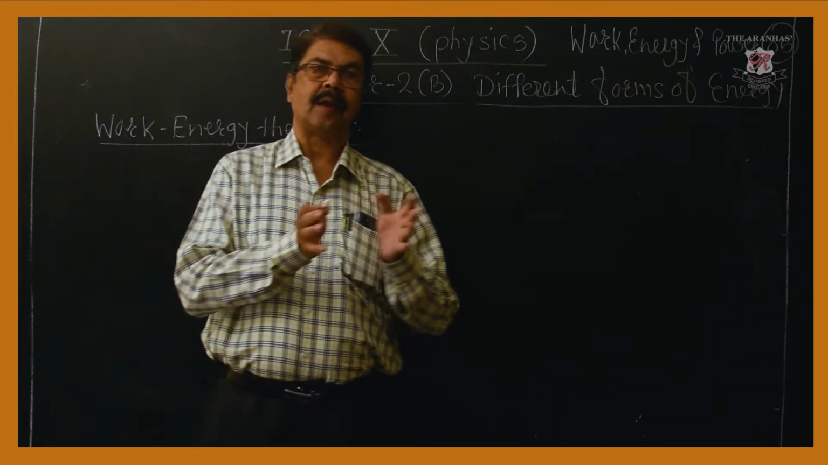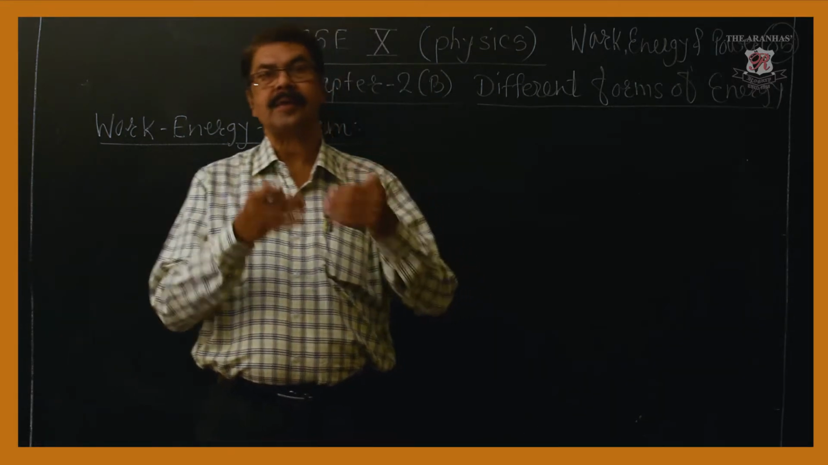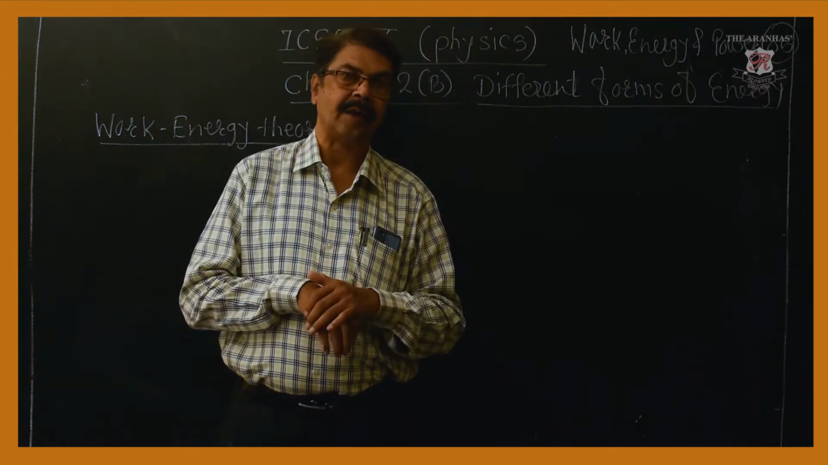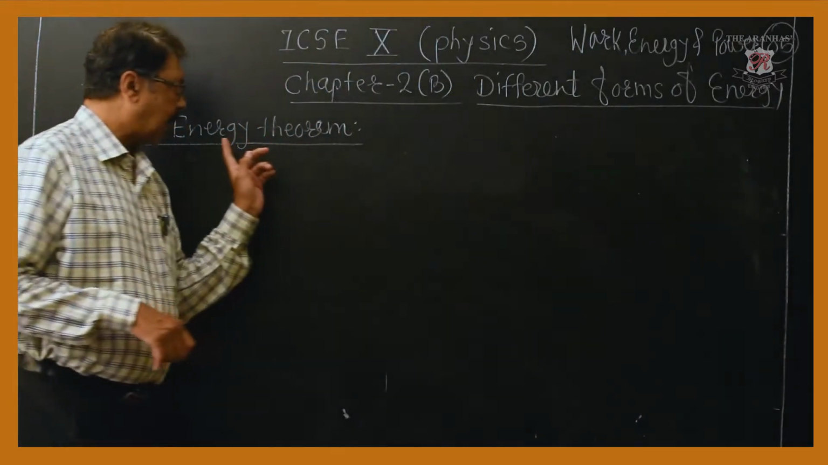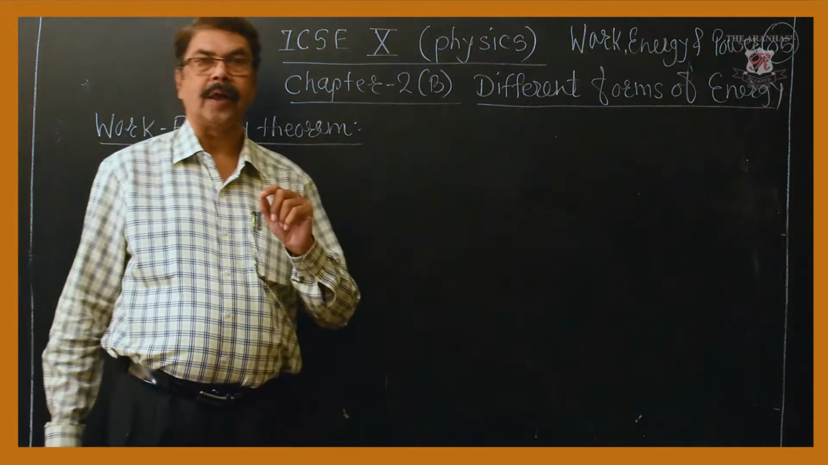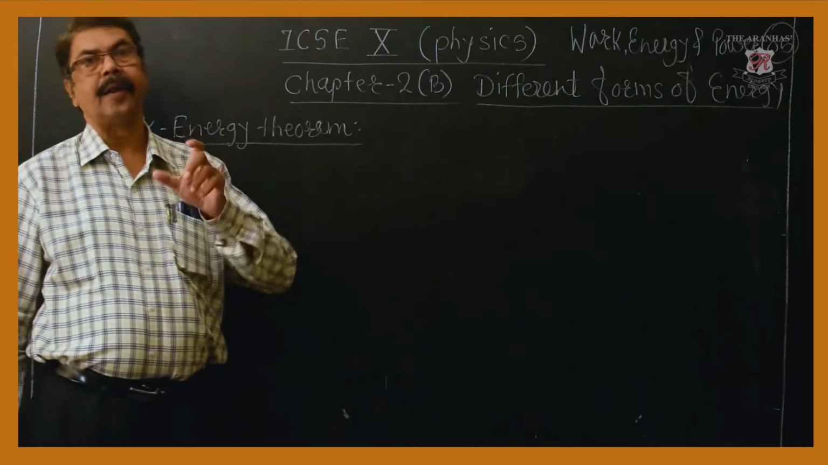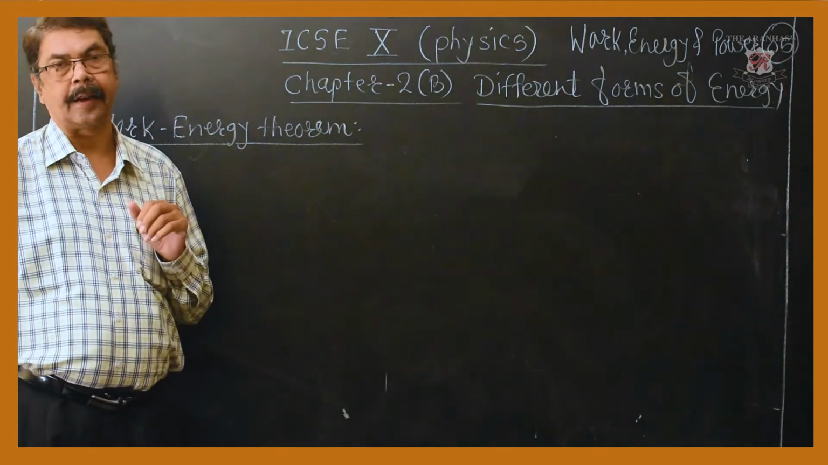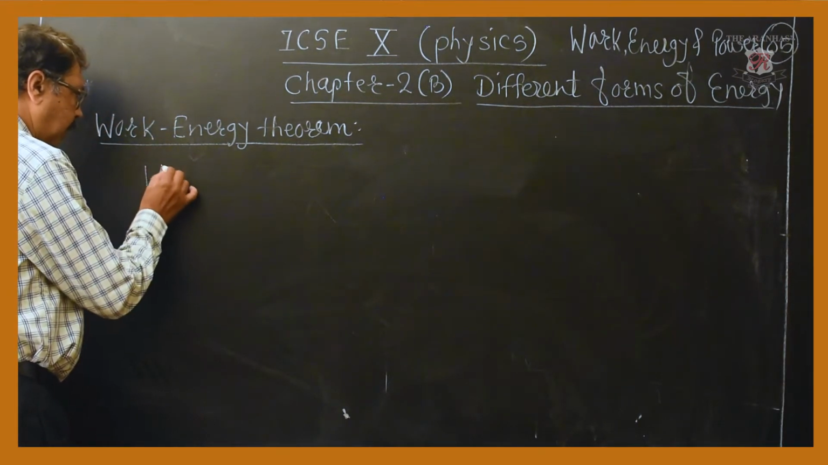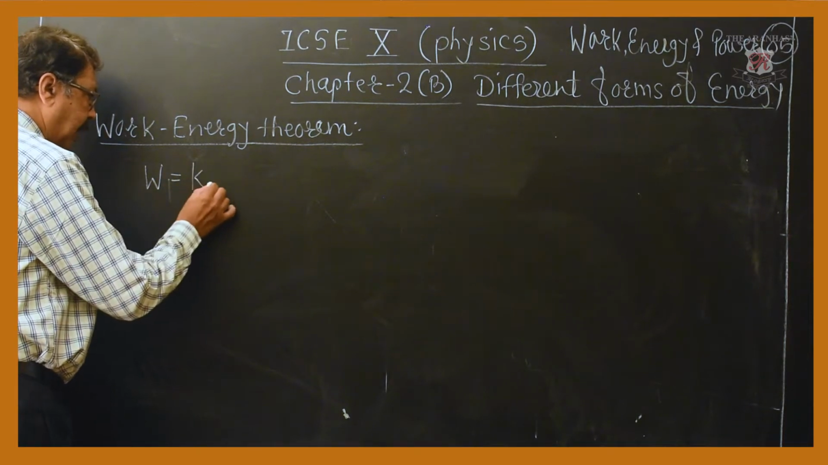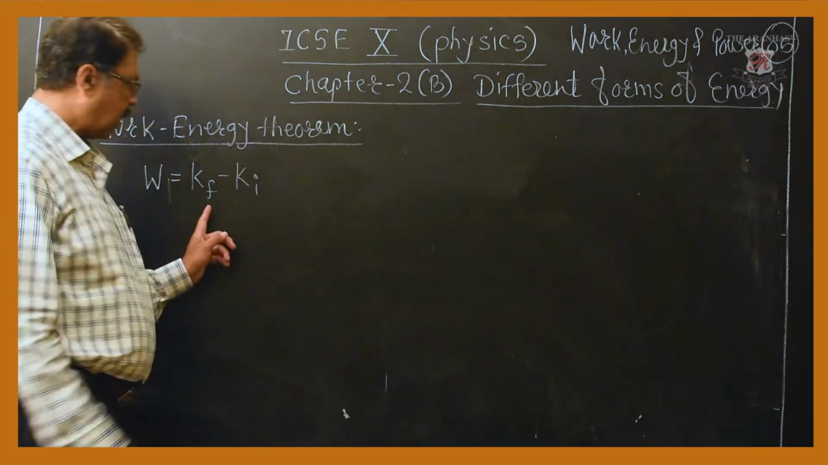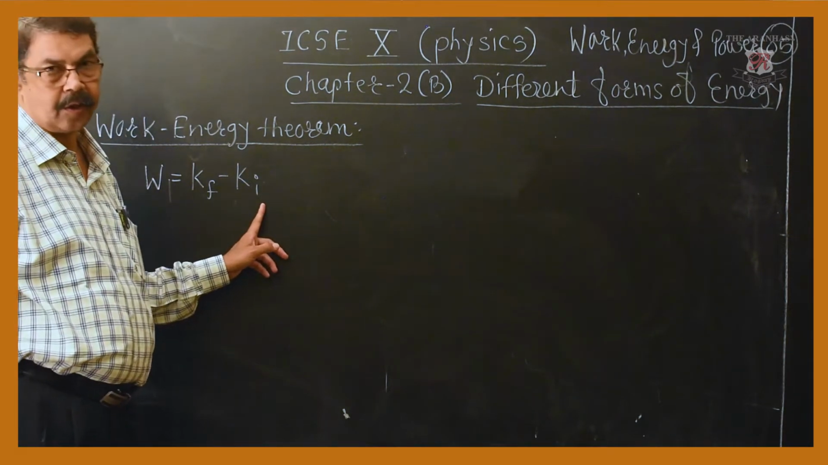Means whatever work is done, that changes the state of motion as well as increases or decreases the speed. So, statement of the theorem: work done on a moving body is converted into change in the kinetic energy. That is, mathematically you can say work done equals kinetic energy final minus kinetic energy initial. F stands for final, I stands for initial.